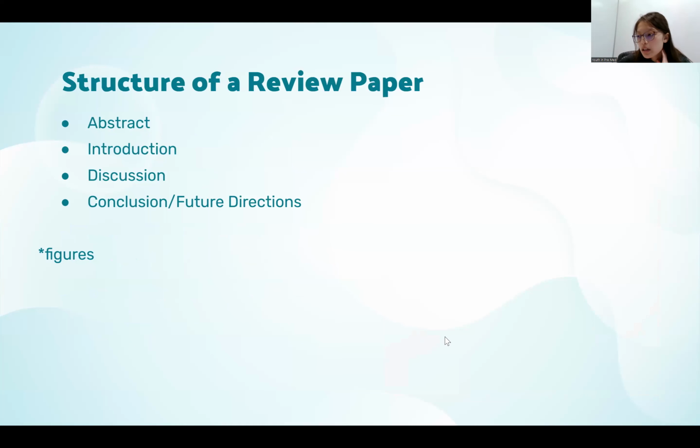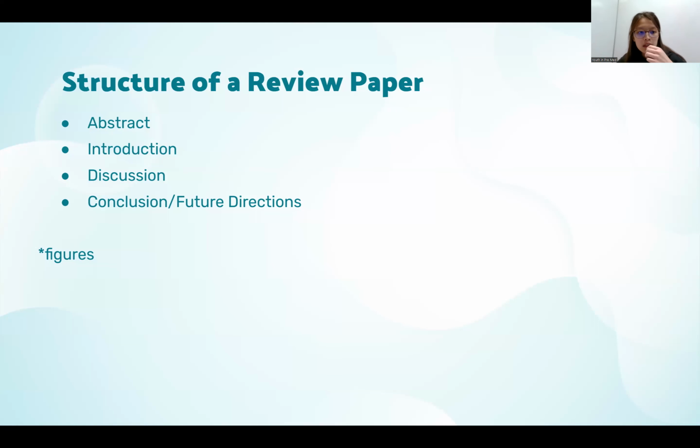Okay, so just to start, the structure of a review paper usually includes an abstract, an introduction, a discussion, and then conclusion and future directions. In a review paper, they're not as focused on the different methods that were used and the different analyses of the data, but more about discussing the different research papers that they're looking at, the similarities across them, and the different methods that are drawn from them.